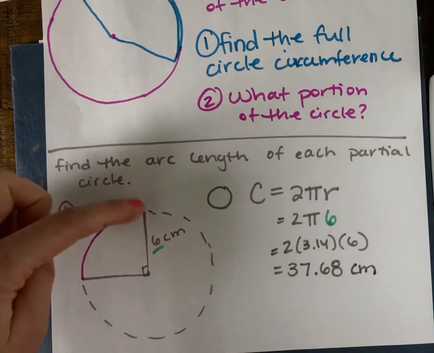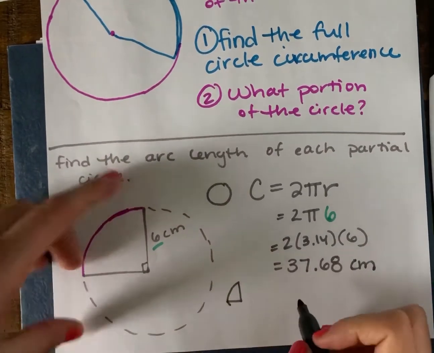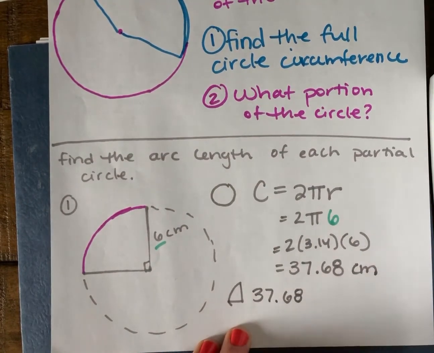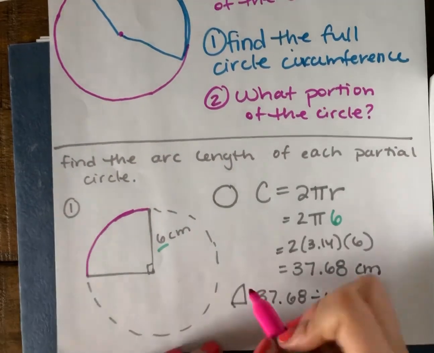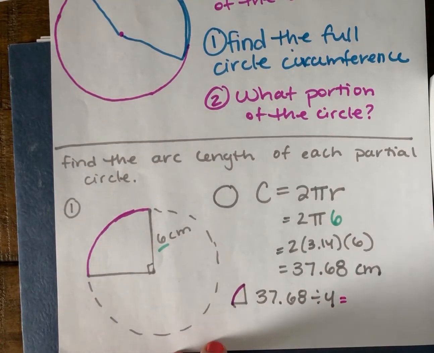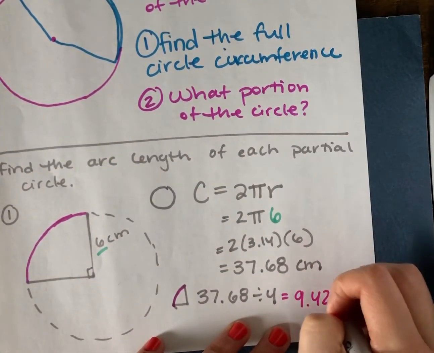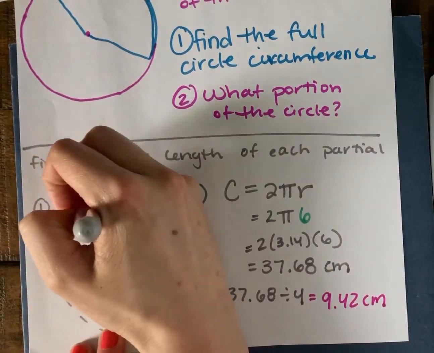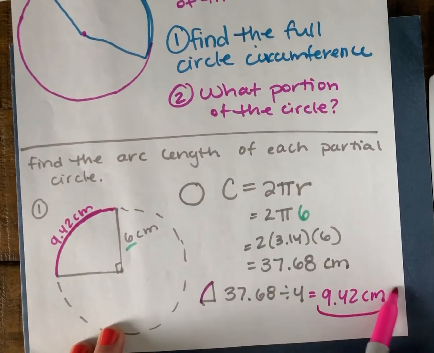But because I'm only going a quarter of the way around the circle, I need to cut that number into 4 pieces. So I need to find a fourth of it. So 37.68 for my full circumference, and then divided by 4 will give me just that portion. So when I do that, 37.68 divided by 4, I get 9.42 centimeters. So this portion of the circumference here, if I just measured that much, that would be 9.42 centimeters.